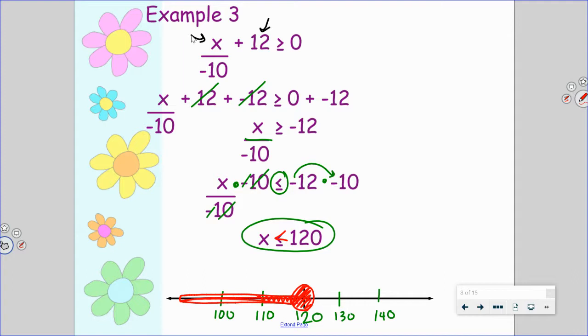Make a nice thick ray. And don't forget the arrowhead, because after all, number goes on forever. That means that all those numbers that are now shaded in would make a true statement. Meanwhile, all the numbers that are not shaded in would make a false statement. And by the way, 120 itself would also make a true statement. If you don't believe me, substitute it in.